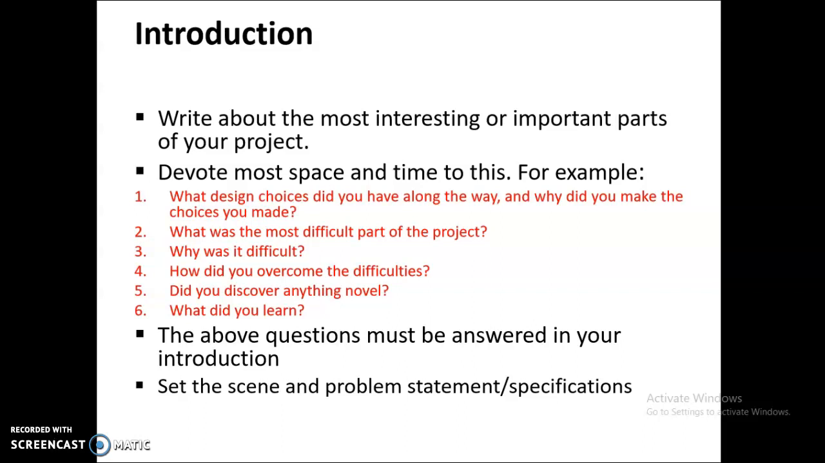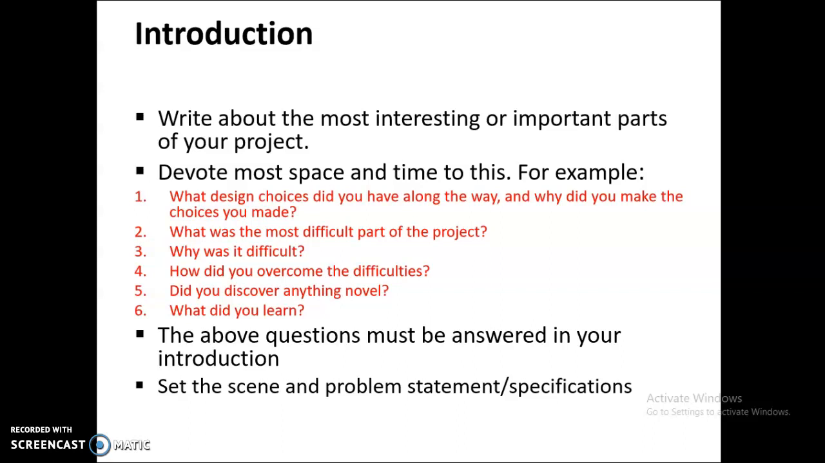You may also want to document in your thesis the most difficult aspects of your project. Why was it difficult, and how did you overcome such difficulties? Did you discover anything new in your own project as you were doing the designs and the development of the software products? And what is your contribution?